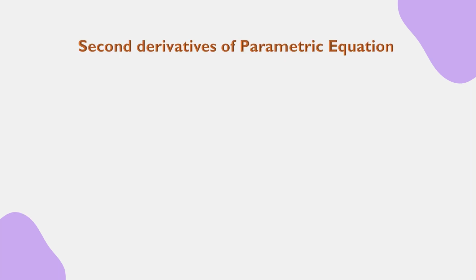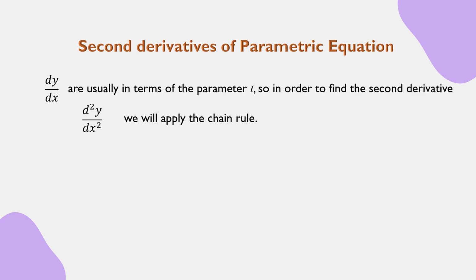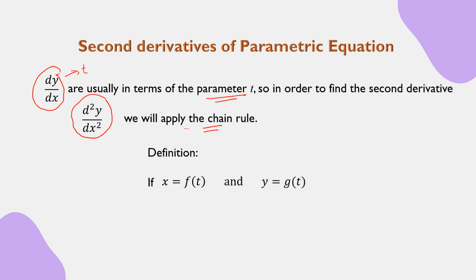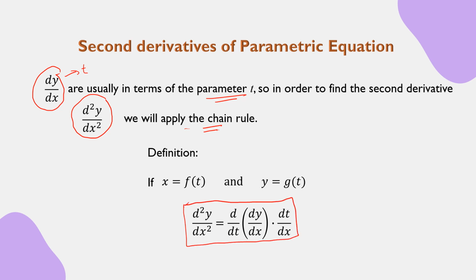Okay, we go to the second derivative of parametric equations. We have dy/dx in terms of t, and to find the second derivative, we apply the chain rule again because dy/dx is in terms of the parameter t. This is the formula to find the second derivative for the parametric equation.